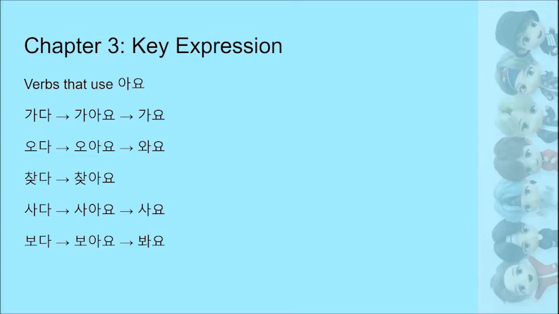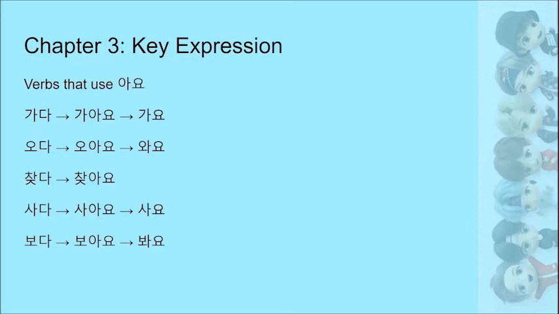The reason that it does this is just a shortening, basically. It's just smushing it together. There's no need for that extra ah there because there's already the ah from ka. So it's just kayo. And in the next one, oda, we can see you take off the ta and you're left with o, and then you put ayo. So it looks like o ayo, which has been shortened and basically smushed together in Korean to be wayo. So wayo is "to come" conjugated.